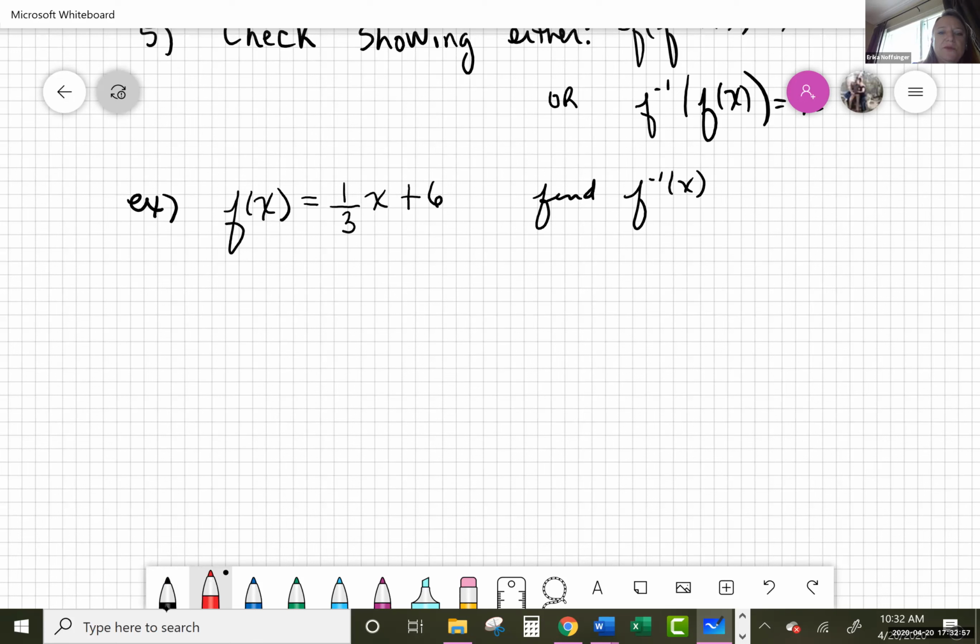So it first said, let's rewrite this as y instead of f of x: y is 1/3 x plus 6. And then it told us to swap x and y. So wherever I see an x, I'm replacing it with y, and wherever I see a y, I'm replacing it with an x. So instead, I'm rewriting this as x is equal to 1/3 y plus 6.